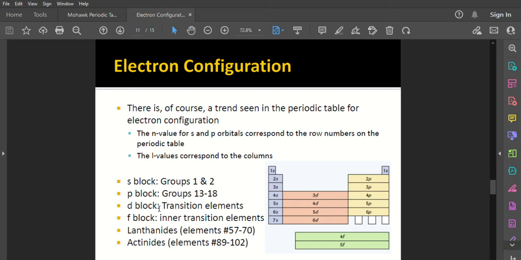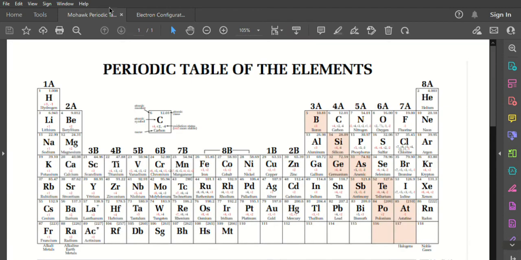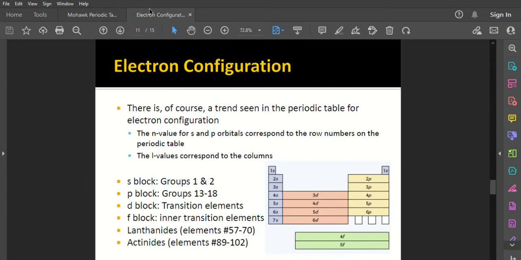Seeing as when we were going through this in the previous video, it wouldn't let me go between the slideshow and the periodic table, I just wanted to add a little something so you can definitely make the switch between the two and see what I'm actually pointing at when I point on the screen.